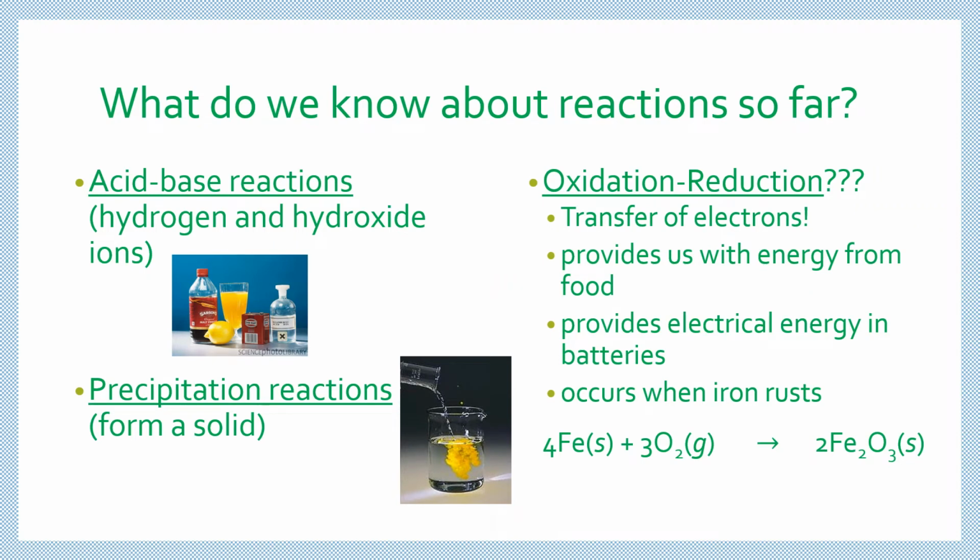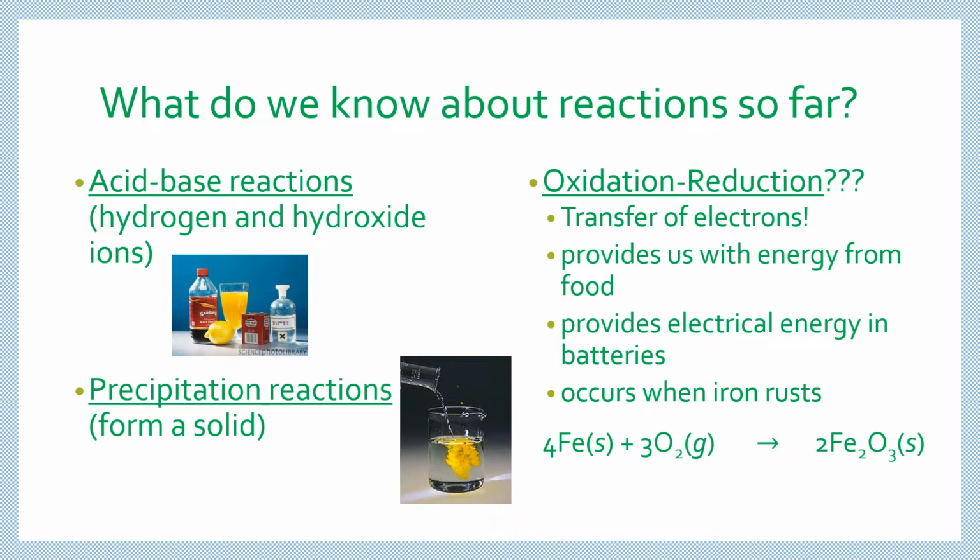What do we know about reactions so far? Well, we've gone over acid-base reactions, hydrogen ions and hydroxide ions, and precipitation reactions, as you can see in that picture with the yellow solid forming when two solutions mix. The last type is oxidation reduction. We haven't gone over it yet, and that's the last type of reaction we need to know.